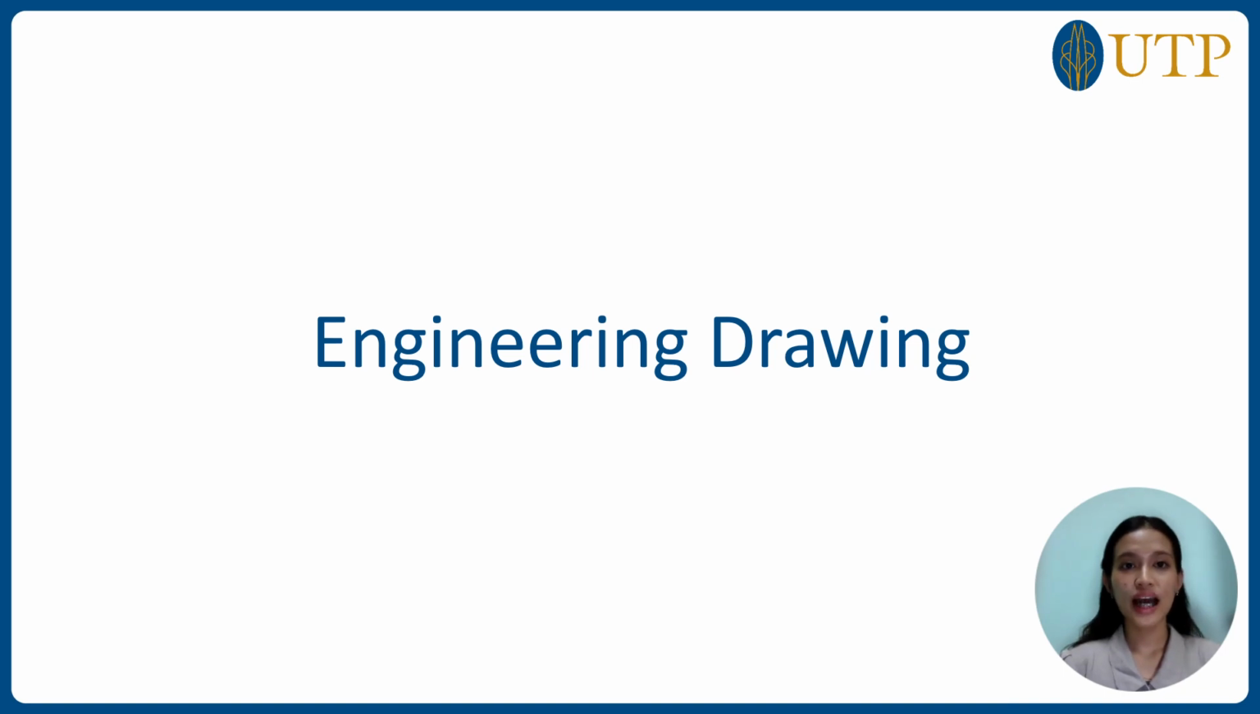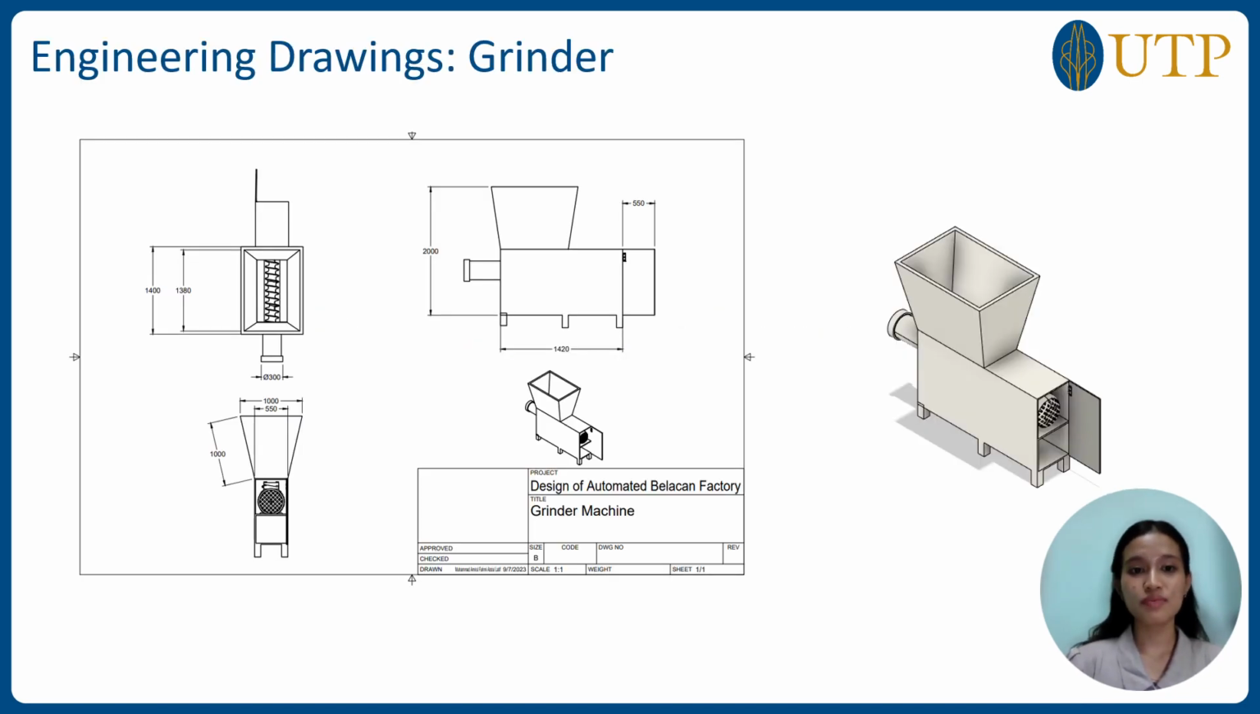For this part, I will present the engineering drawings that we have come up with for this project. I will be highlighting the key features that we have designed for each of the subsystems of this project. For the first machine is the grinder. We have designed it so that it is able to produce the correct consistency of belacan that we want and is able to produce the required process time to achieve our target production rate. The design process of this grinder is shown previously in the governing equation.